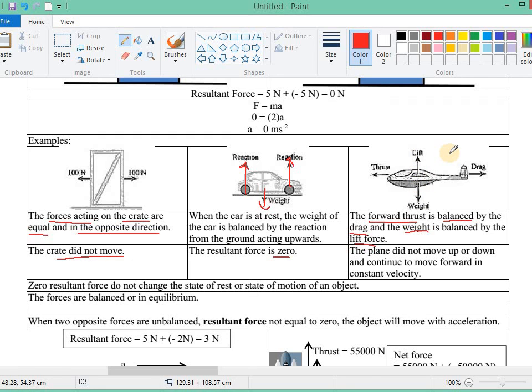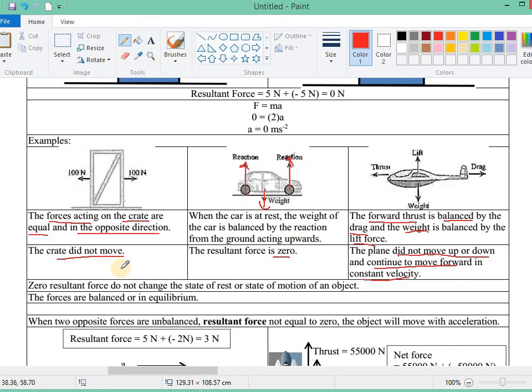So all force upward balances with downward. Force forward balances with backward. So that means all of the forces are balanced. Okay, if all the forces are balanced, the plane does not move up or down, and continues to move forward at constant velocity. Okay, get the idea. The velocity of the aeroplane will not change. It will also not go up, not go down. It continues to be at the same altitude.